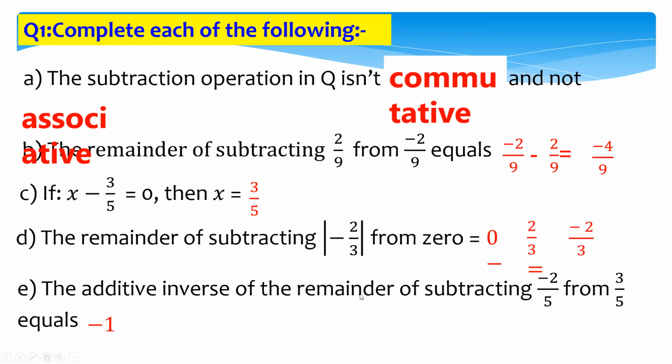The additive inverse of the remainder of subtracting negative 2 over 5 from 3 over 5. Subtract from, we will take the second number and put it in the first place, 3 over 5. Subtract means minus, and put the first number in the second place. Then I will make 3 over 5 minus negative 2 over 5. The result will be negative 1.